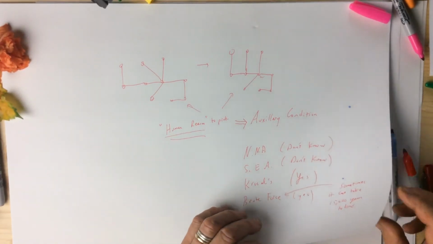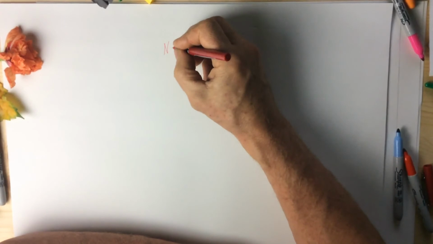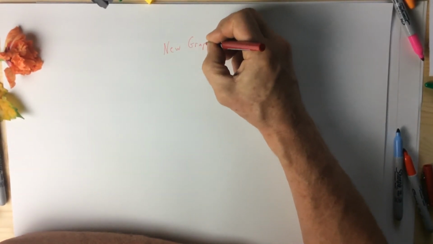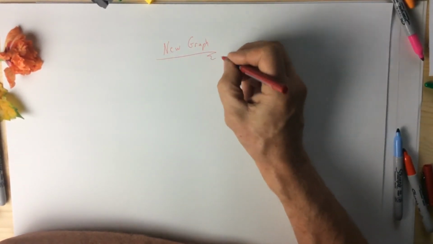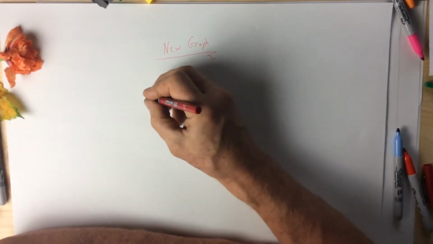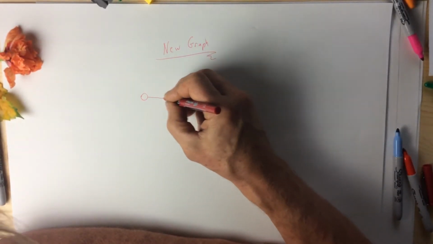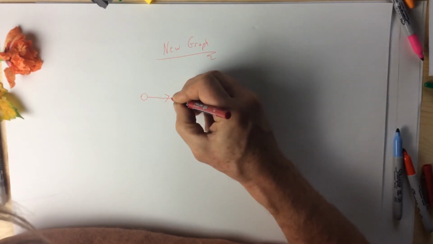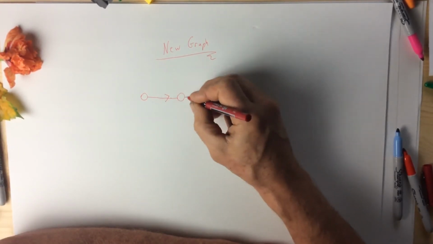All right, now we're going to do a short diversion to a new type of graph. And this new graph is very common in our world. These new graphs that we're going to look at have arrows on them.